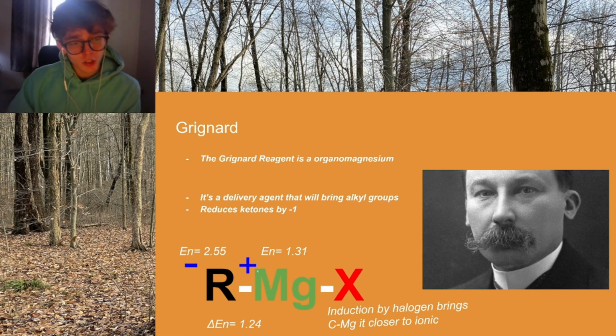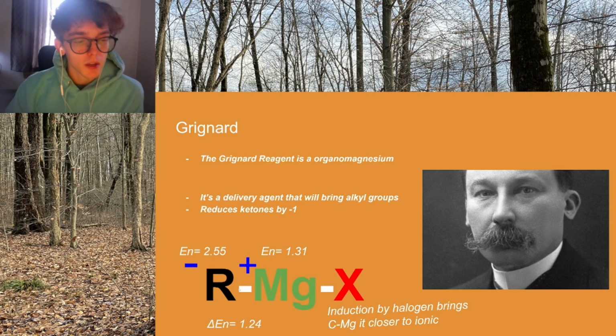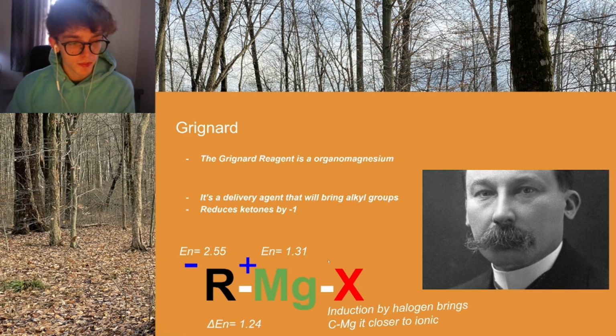I just want to dissect what the Grignard reagent is and what it looks like. I decided instead of drawing it out, it was a little bit easier to just put it on a slide. And it was made by this guy here, Victor Grignard. He won a Nobel Prize for it, so quite an awesome dude. Here we can see the general formula for a Grignard reagent is an R group bound to a magnesium bound to a halogen. Now, ignore these ionic charges that I gave it. We'll get back to that in a second.